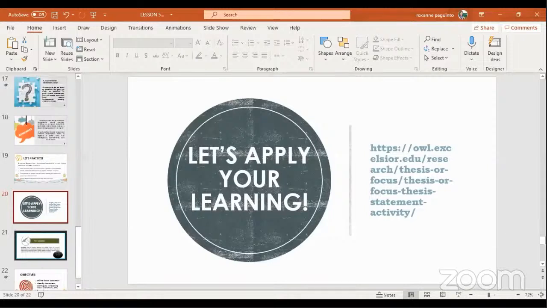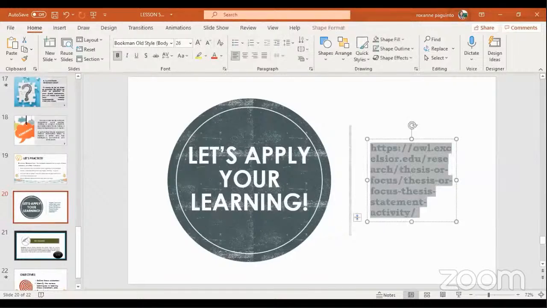So this is from owl.excelsior.edu/research/thesis-focus/thesis-statement-activity.